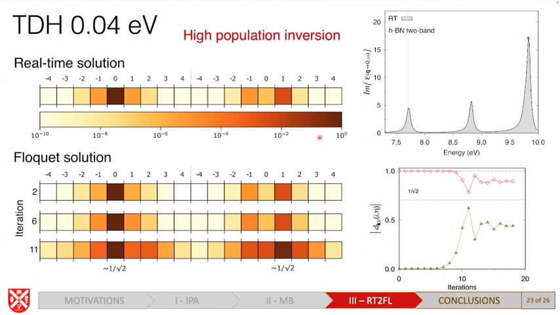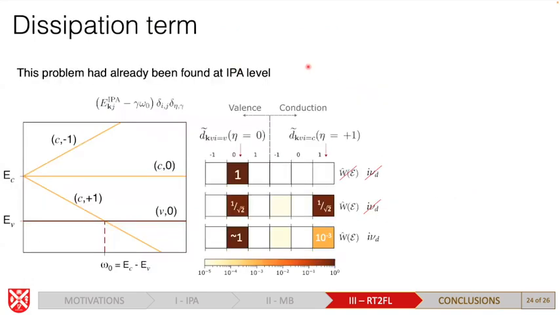Of course, this high population inversion is not what we expect with fields, and it's also clear that this is preventing convergence, and this is also causing the response to diverge. So essentially, we're missing a mechanism to demote electrons from the conduction band back to the valence band, which inevitably leads us to the issue of dissipation.